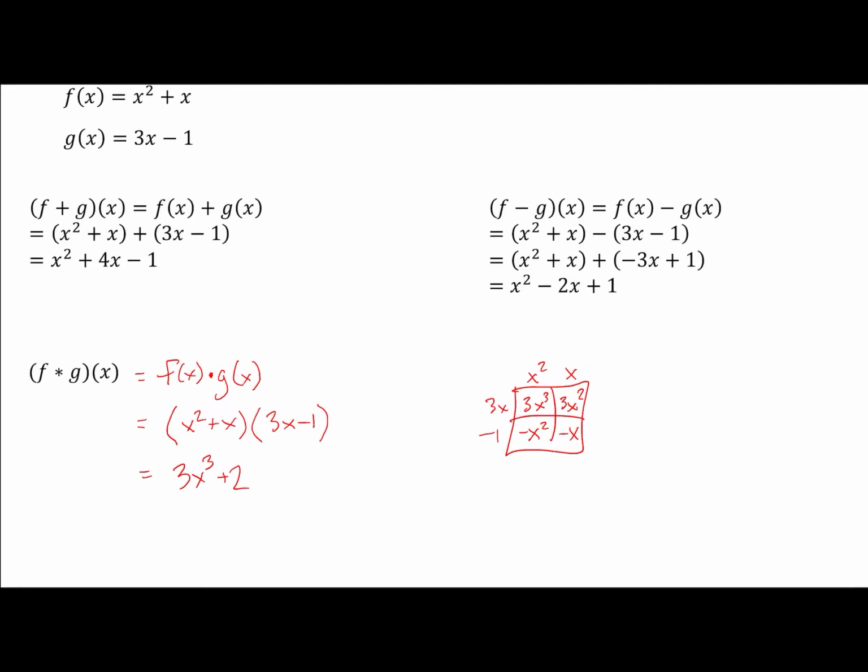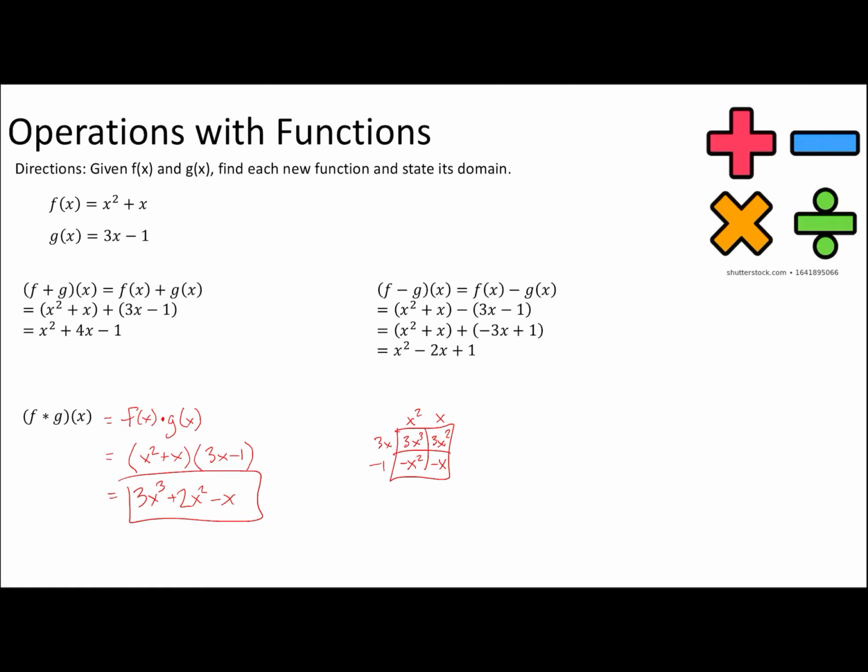So that equals 3x cubed. Combine like terms, so we get positive 2x squared minus x. And that's my simplified function.